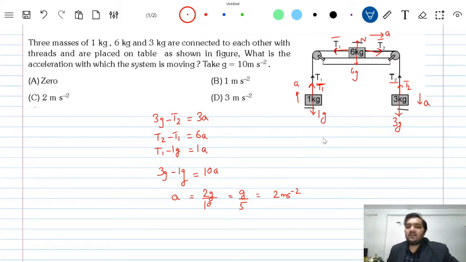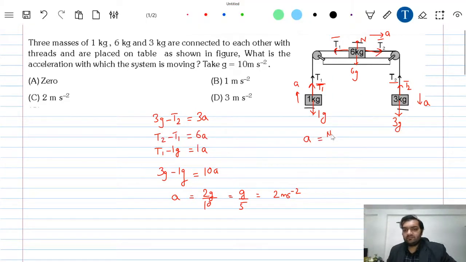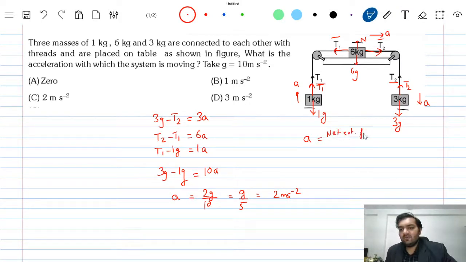There is another way, and that is net force along the length. Acceleration is equal to net, just a second, so acceleration is equal to net external force along the length of the rope divided by total mass.